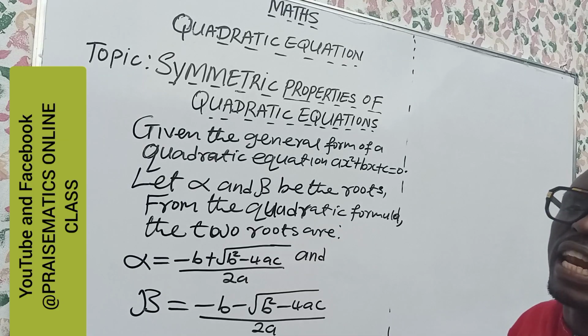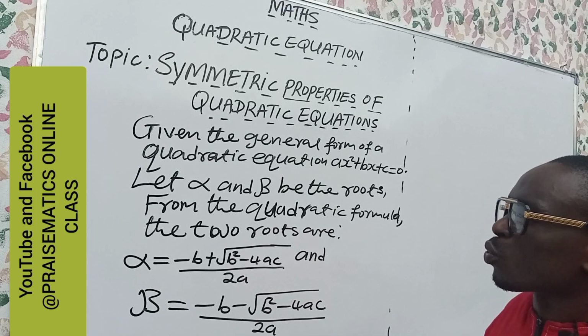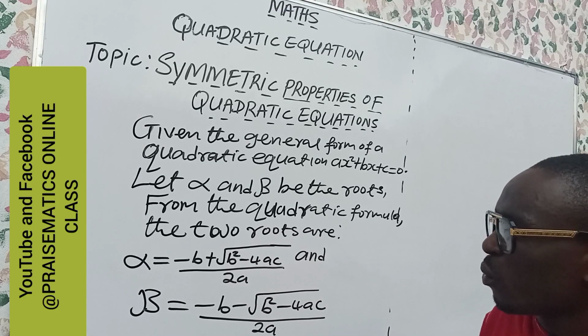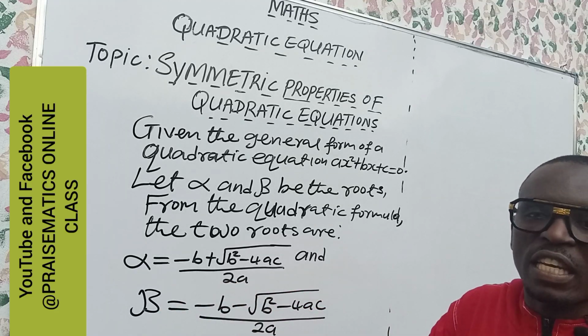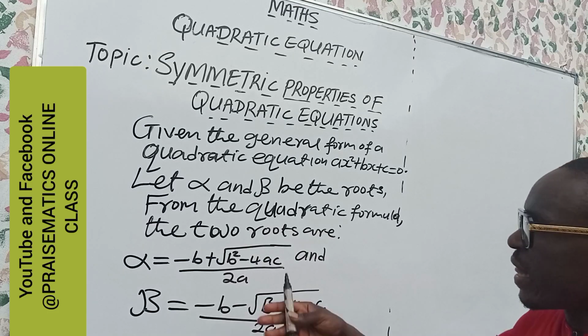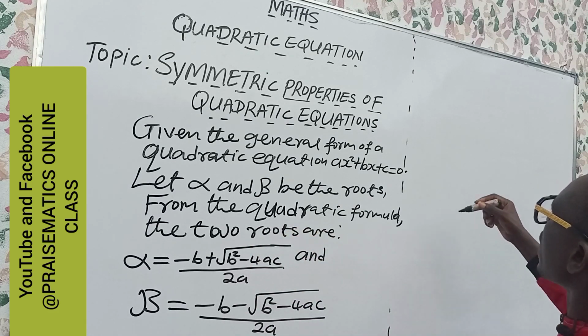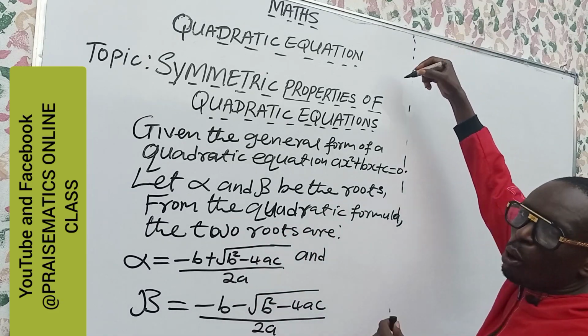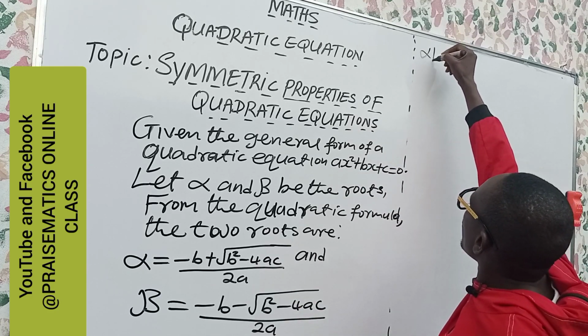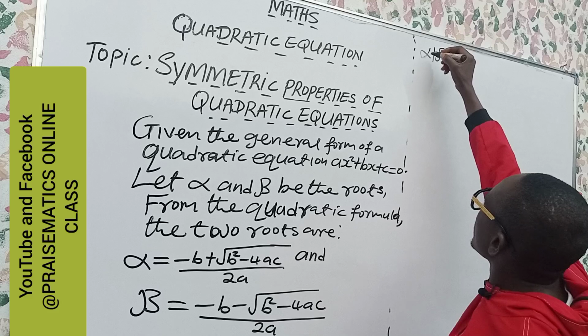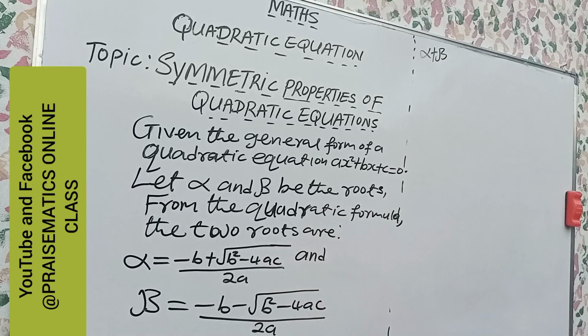Now we are going to generate a formula using the sum of the given roots. Let's assume that alpha and beta are the given roots as stated above. Now let's look at the sum of the given roots, which is alpha plus beta.